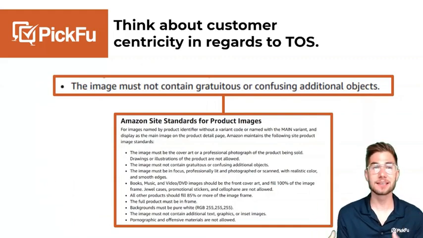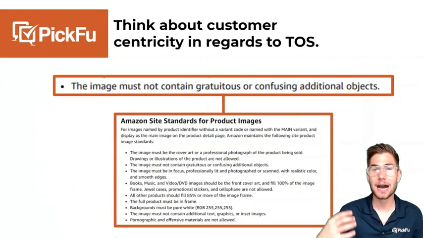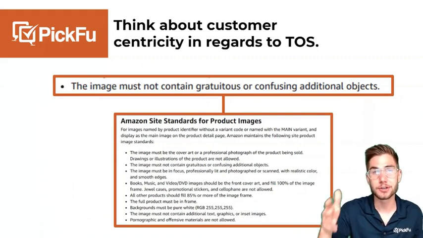So how can you take this and apply this to what you're doing and navigating TOS? Ask yourself, is what I'm doing in my main image intentionally distracting? Is it clickbaity? Is it not adding much value to the customer? Or is it helping them to actually make a better buying decision, right? Helping them to better understand what's going to be in the listing if I click into this image.